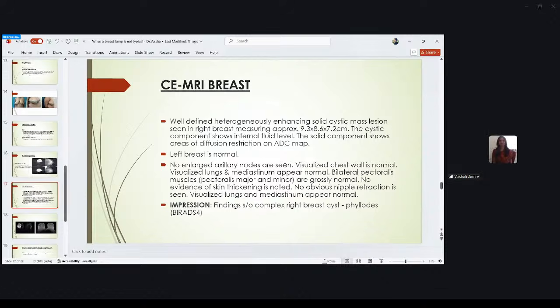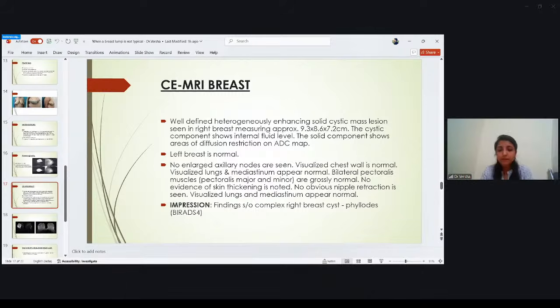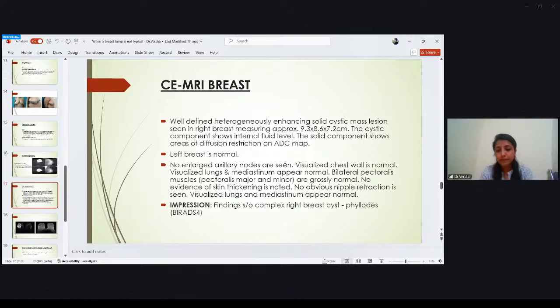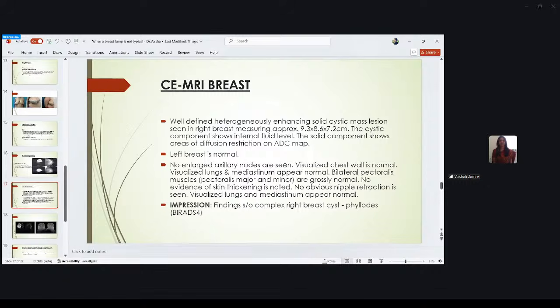Absolutely. Dr. Varsha, I think it is clear for you now. Yes, ma'am. So MRI has not added any additional clinical information to what you have already received by doing a clinical examination, ultrasound, and mammography. Is that so? Yes, ma'am. Okay, so please go ahead. Okay, ma'am.